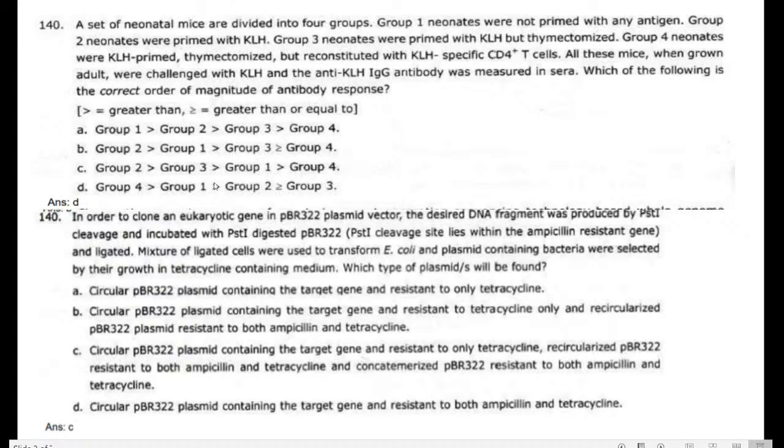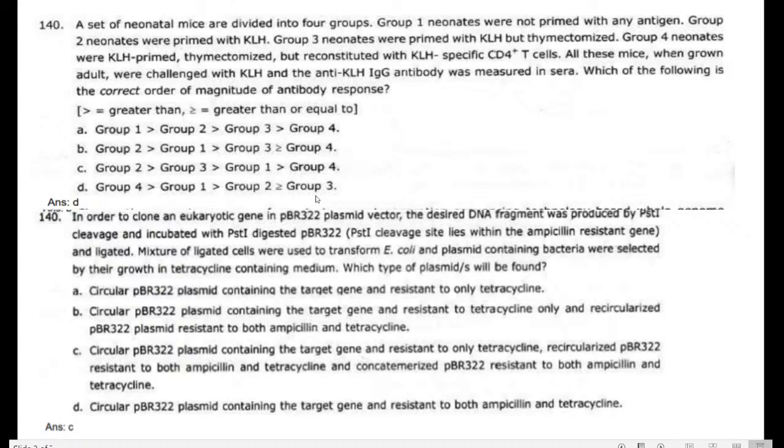Then neonated mice 2, that is primed with KLH, there is no effective antibody production. So there is no antibody production. And here also KLH is thymectomized. Thymus-removed mice don't have any immune functions, so there is really no expression in the antibody level. So they are only mentioned; it's more or less similar.